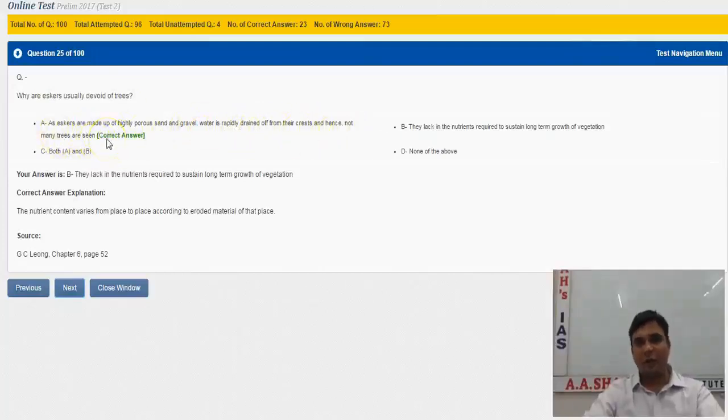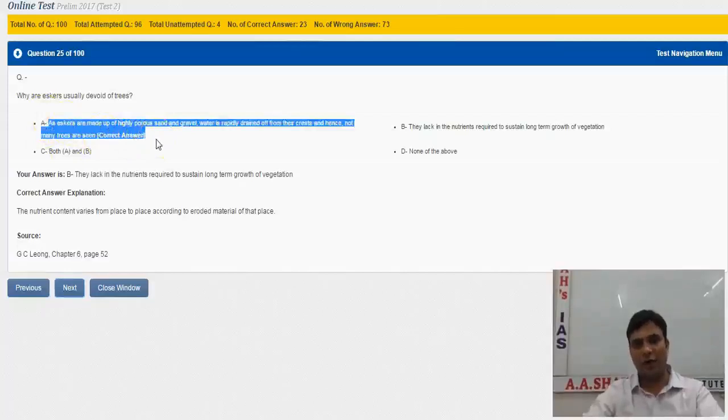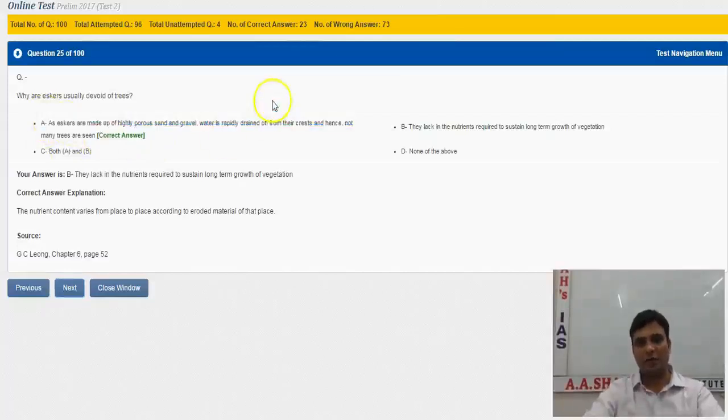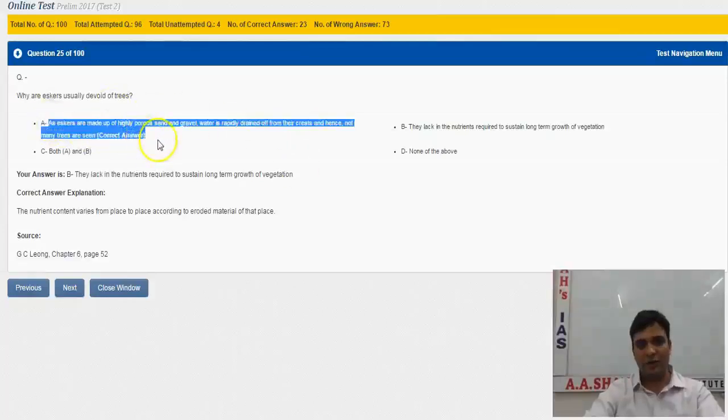अभी trees नहीं है क्योंकि पानी नहीं है. अब पानी नहीं है because of the typical formation of eskers, because of their peculiarity as a geographical concept or a phenomenon. जहाँ पे पानी drain off हो जाता है. So obviously this is very easy for you to understand, isn't it? I don't think this is again a straight away definition sort of a question.